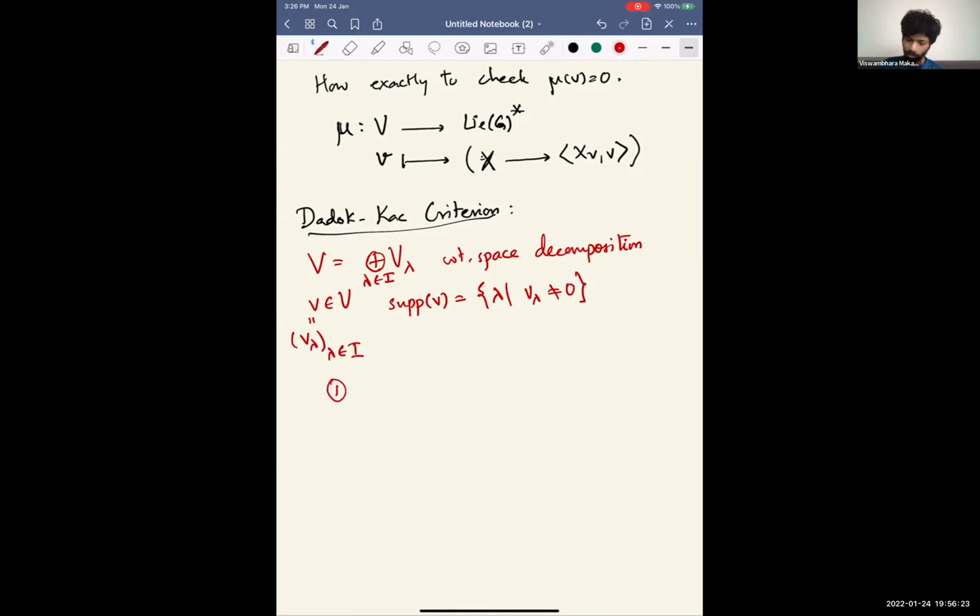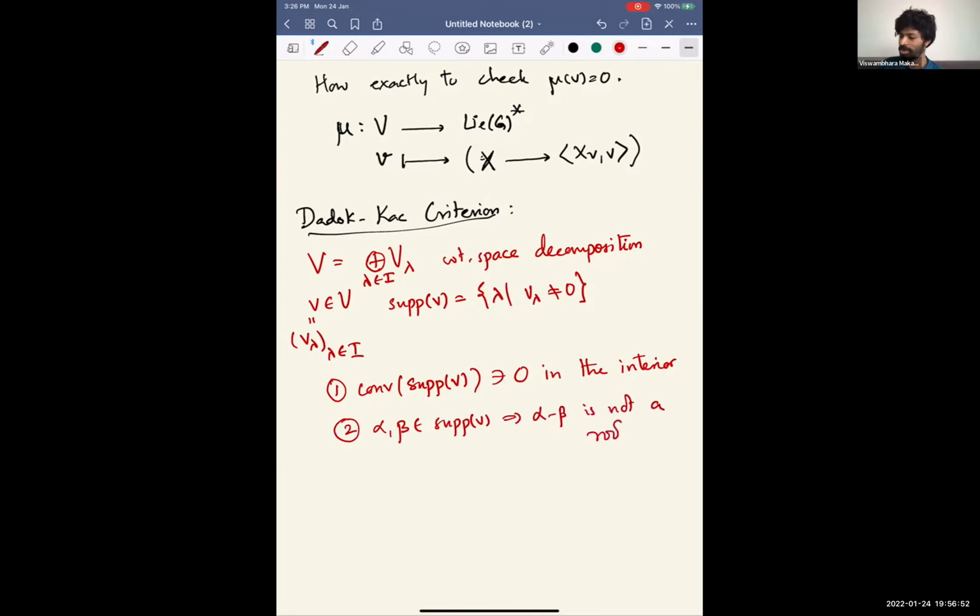The two conditions you need are, one, the convex hull of the support, so there's a bunch of weights, a bunch of integral vectors, will contain 0 in the interior. And the second one is, if two things are in the support, then alpha minus beta is not a root. Maybe you don't know what a root is, maybe you already know, but the condition is that 1 plus 2 implies the moment map vanishes.